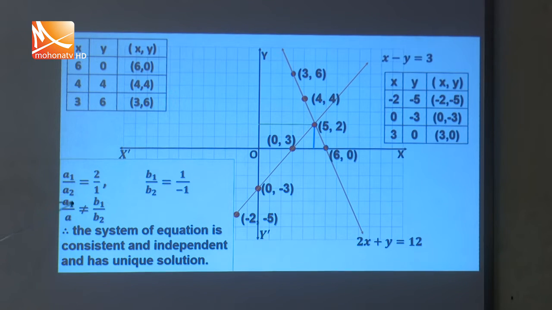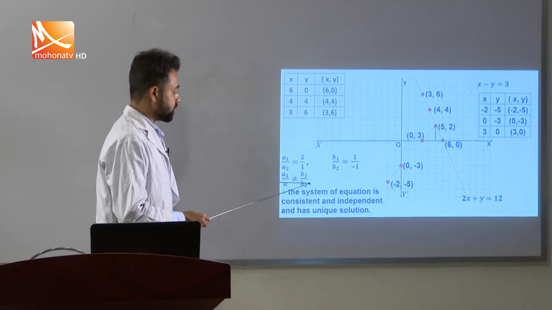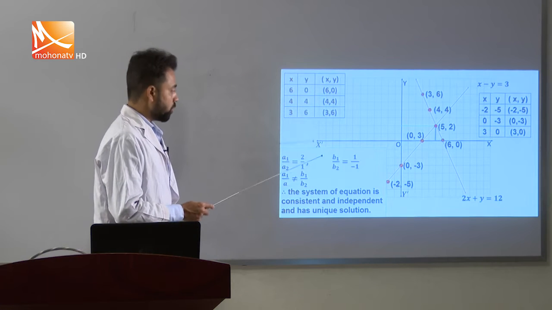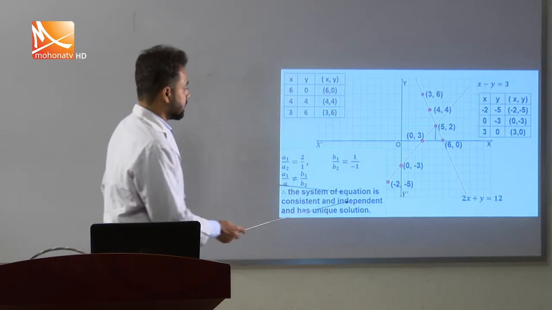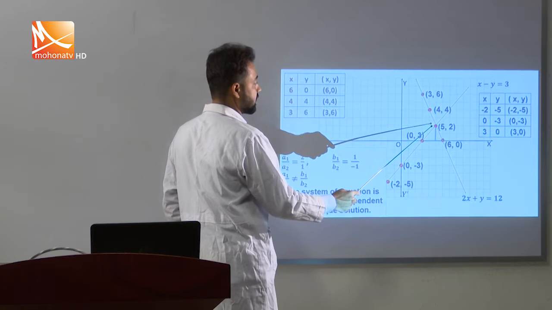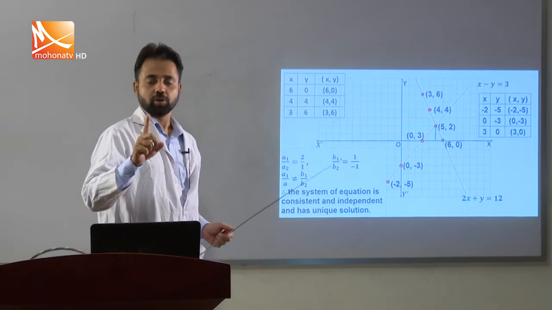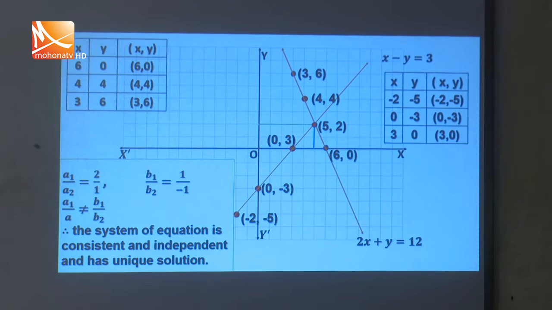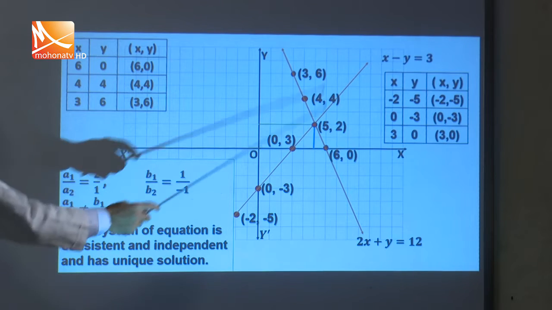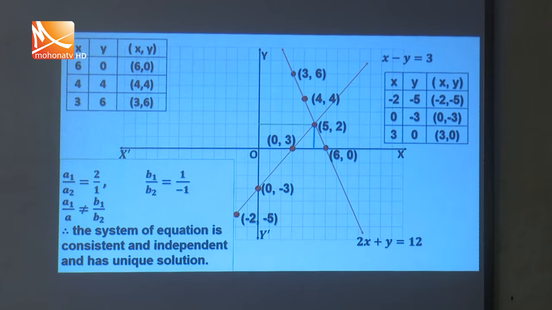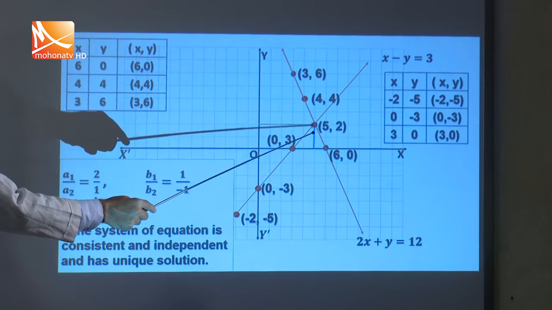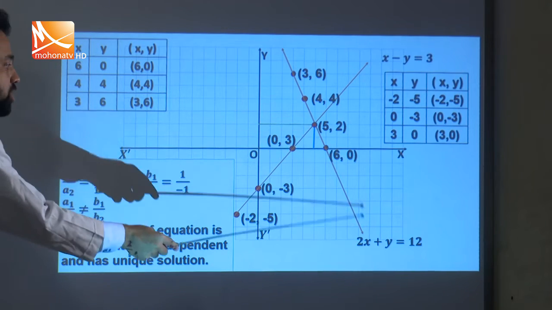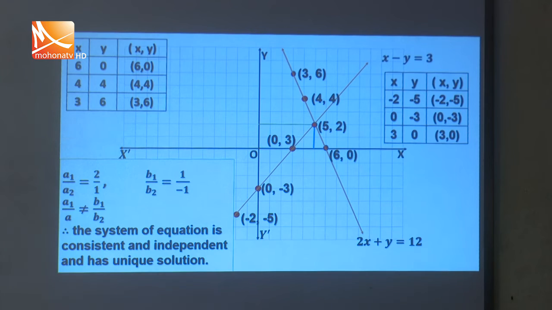So, the ratio of the coefficient of x variable is not equal to the ratio of the coefficient of y variable. In this case, the two straight lines intersect each other at a unique point, only one point. Okay. So, you have to keep in your mind in which case the two straight lines intersect each other. And in this case, we can say the solution of these two equations is only one, that is, a unique solution.